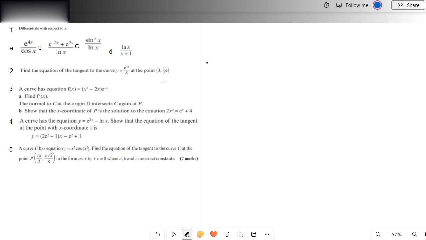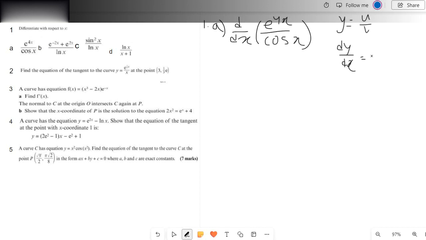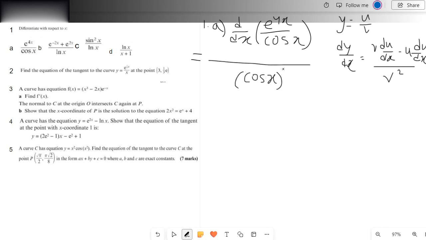So now let's move on to some exercises. For number 1, we have to differentiate the expressions with respect to x. For part A, we have d/dx of e to the power 4x divided by cos x. Using the quotient rule, that is v multiplied by du/dx, the derivative of u, minus u multiplied by dv/dx, and the whole divided by v squared. Applying the same formula, we have cos x whole squared at the bottom.